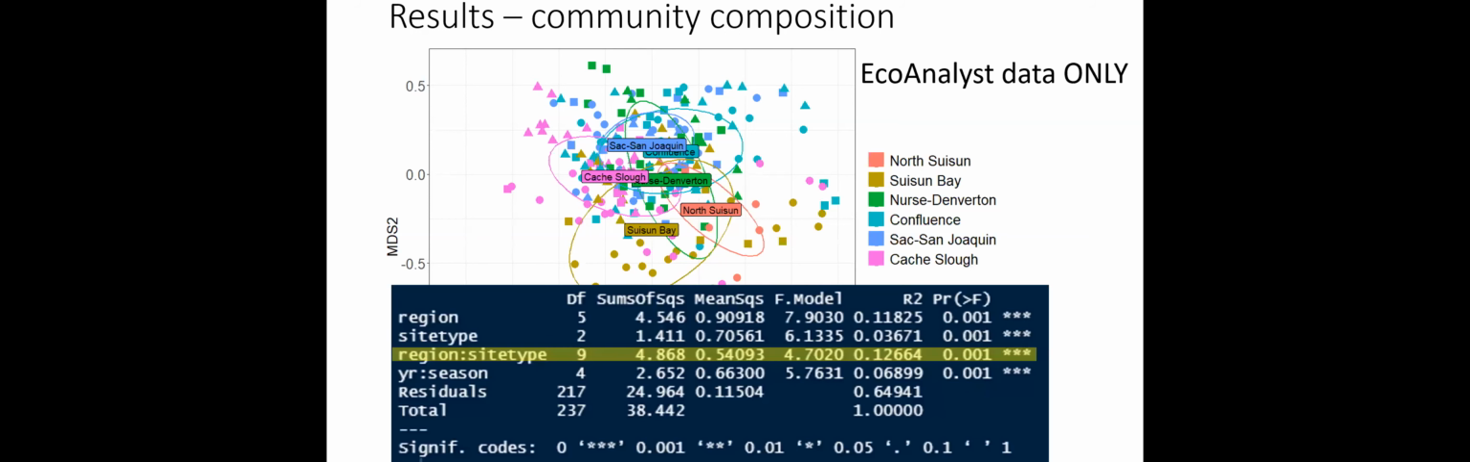Due to this discrepancy, I will now show an ordination of data produced only by eco-analysts. Regions and site types are represented by color and shape respectively. The overlap in ellipses for each region indicates a degree of similarity in community composition from each region. Results from the PERMANOVA show that region and the interaction of region and site type explain about a quarter of the variation in community composition.